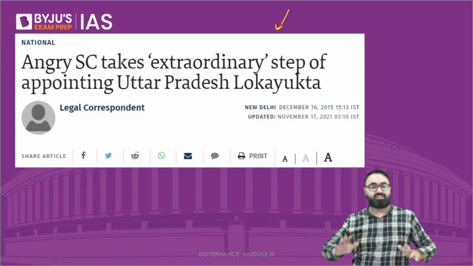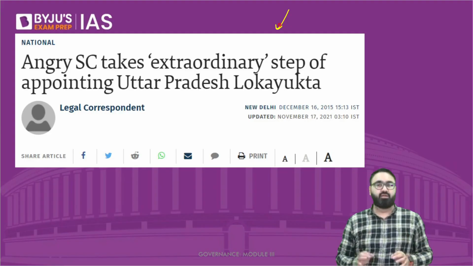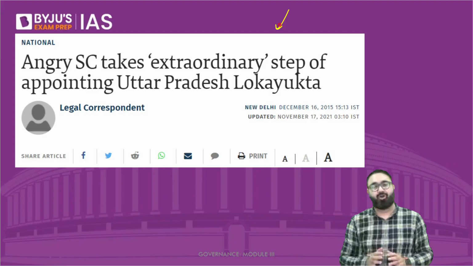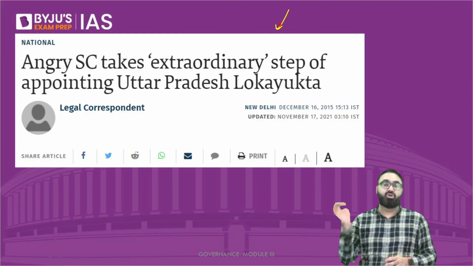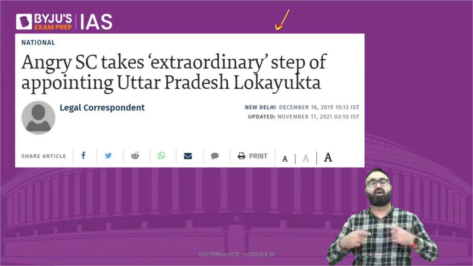Finally, Supreme Court said enough is enough. Supreme Court in 2015 said, okay, then we will appoint a Lokayukt if you cannot appoint the Lokayukt. So in 2015, the Supreme Court appointed a new Lokayukt for UP using its powers under Article 142. How?